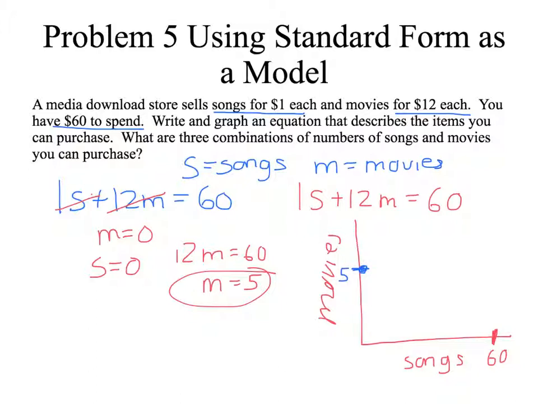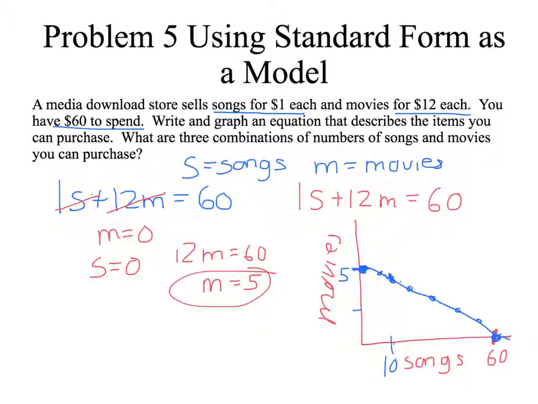Now if I take a line and connect those 2 points, any of these combinations would work out to be $60. So I don't know exactly what they all are, but let's say this is like 10 songs. 10 songs goes with a certain movies amount. That might be a bad example because it might not be a whole number, but any point on this line, you could get movies and songs. The 2 intercepts is just strictly songs right here, and then just movies right here.